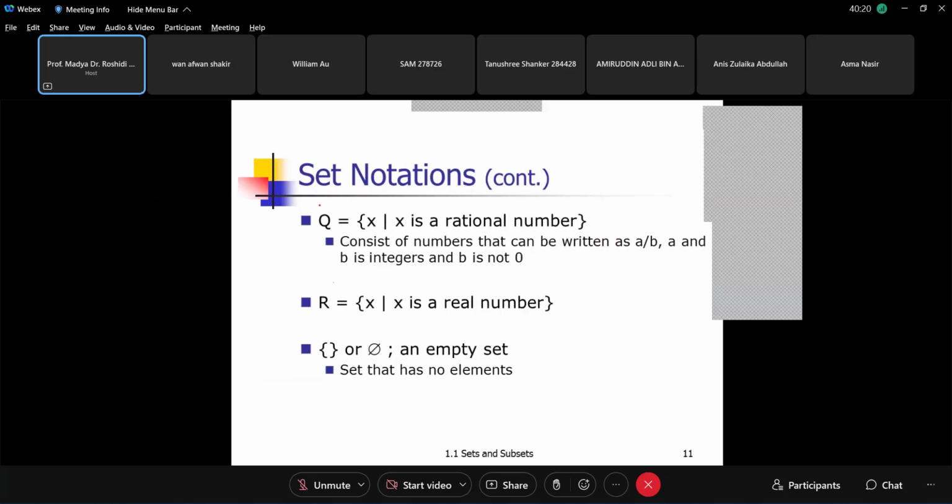So okay. Another thing is Q. Q means rational number. What is the definition of rational number? This definition. You can put it in words like this, or you give a definition like this one. Okay, R represents real number.